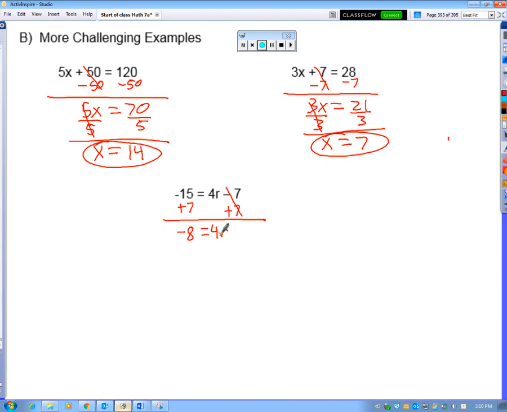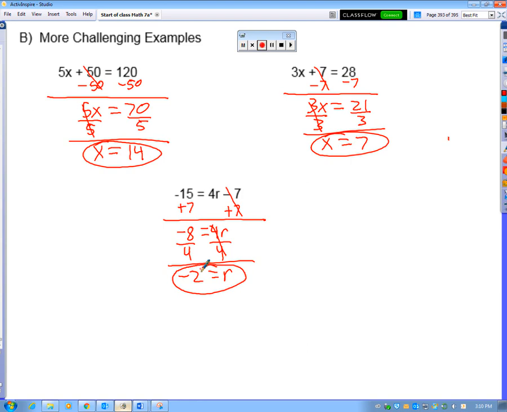Alright, now we are left with 4 times r equals negative 8. Let's cancel off the 4, so divide by 4 since that's multiplying. Divide this side by 4. Draw your line across. Negative 8 divided by 4 is negative 2, equal sign, and r. That is our answer. R equals negative 2.